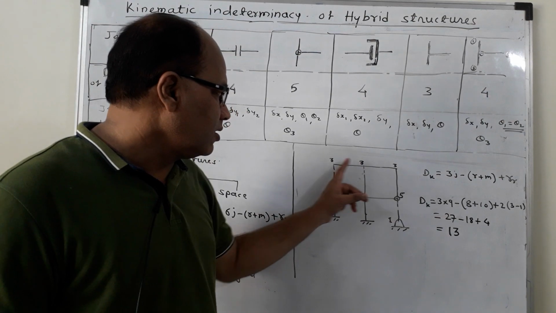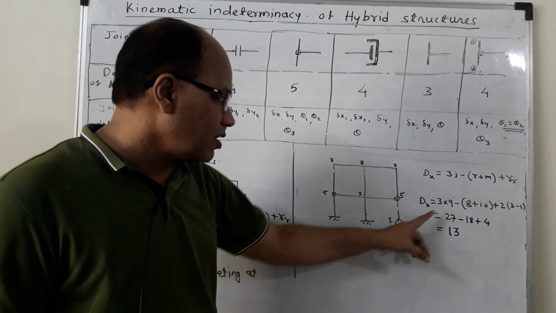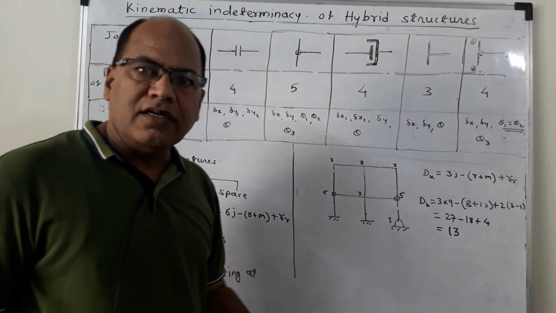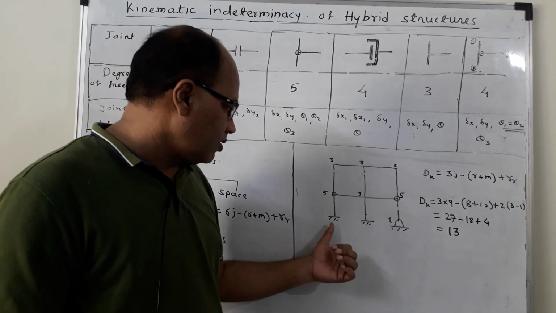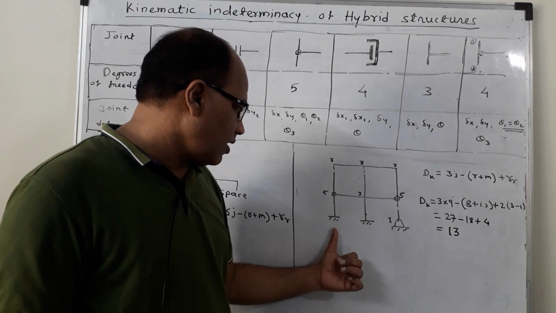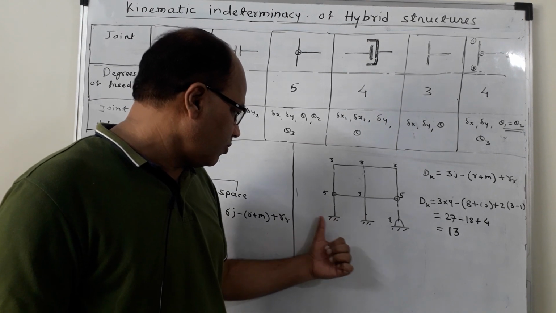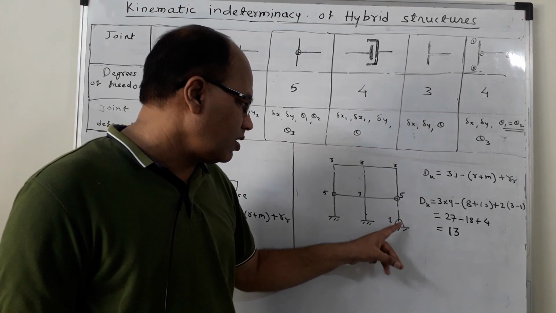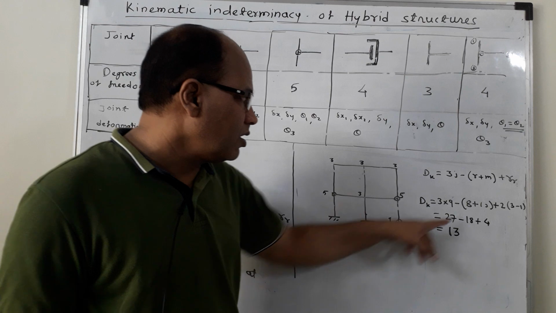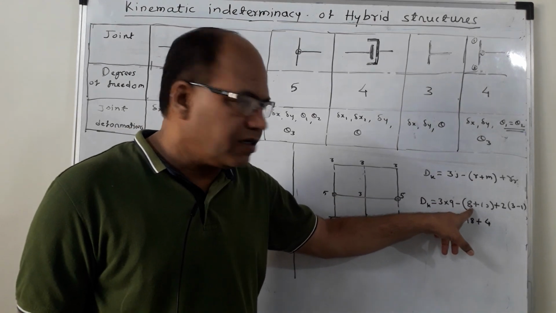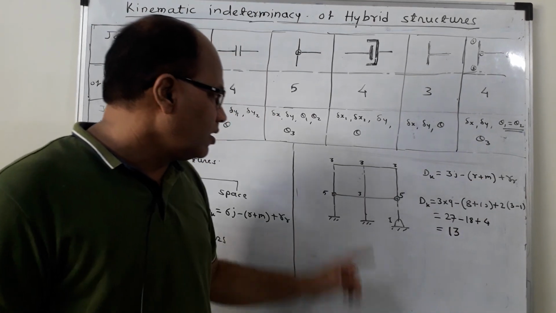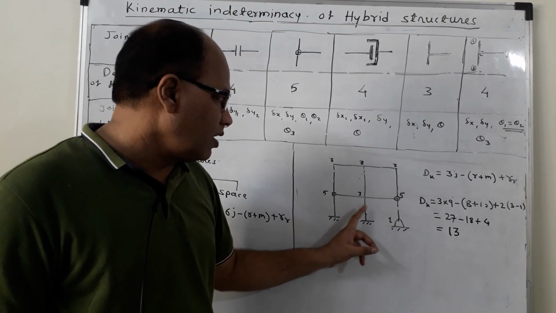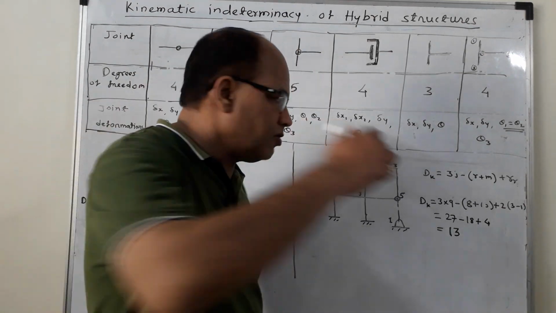3 times j, the number of joints is 9 over here. So 3 times 9 minus r plus m. R is the number of unknown reaction components. So here these are the vertical component, horizontal component, and the fixed end moment. So 3 over here, 3 over here, and it is a hinge support, so 2 over here. The number of reaction components is 8, and plus the number of members, 1 2 3 4 5 6 7 8 9 10. So 10 is the number of members over here.